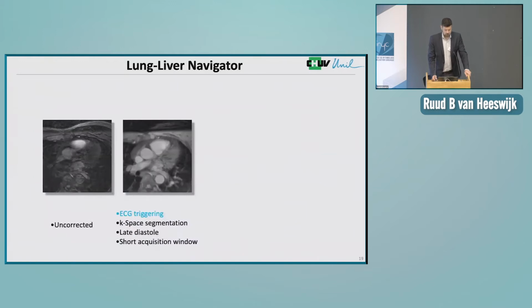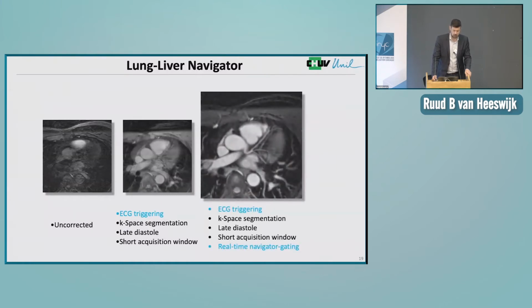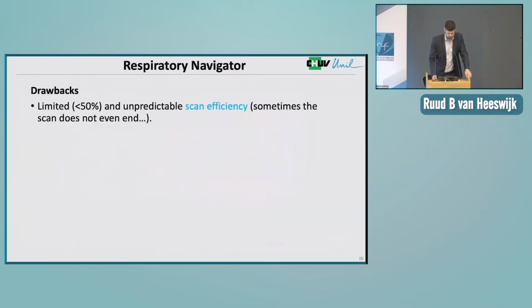So going from this uncorrected to the ECG triggered image was this transition we saw before. And now if we move to navigator gated, now all of a sudden the coronaries are very bright and sharp. So yeah, we're good basically. We've corrected for most motion.